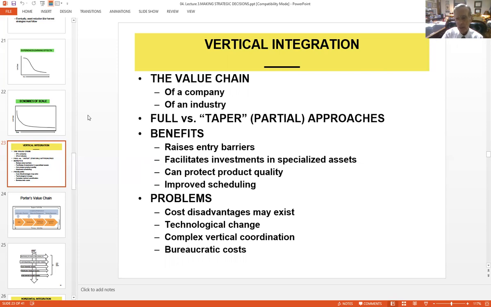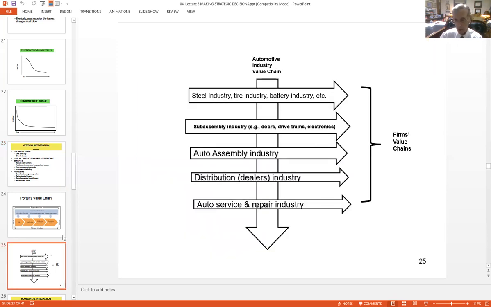The value chain can exist for a company, and we'll take a look at that, or an industry. As a matter of fact, I'll do it right now. I'll switch here. So a value chain for an industry, in this case, the auto industry, goes through several stages, from raw material and components, perhaps to subassembly. So in the auto industry, steel, tires, batteries, electronics, and so forth, eventually get made into components.